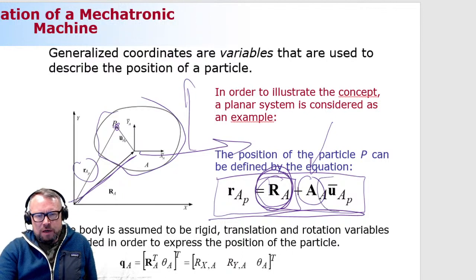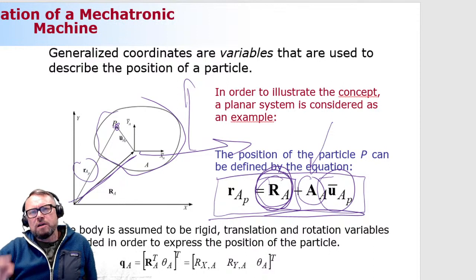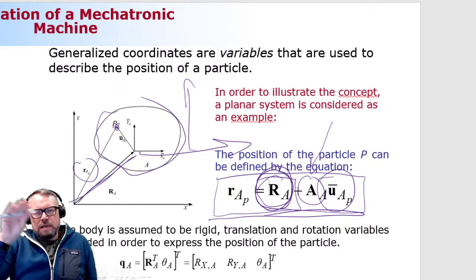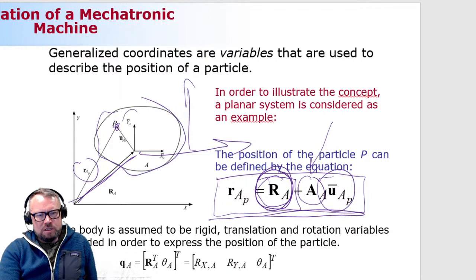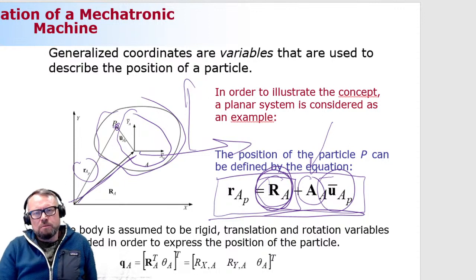What about vector u bar? No, vector u bar cannot change any numerical values. Why not? Because remember, the vector u bar is described with respect to the body reference coordinate system, and the particle cannot move with respect to the body coordinate system. So it is not a variable.